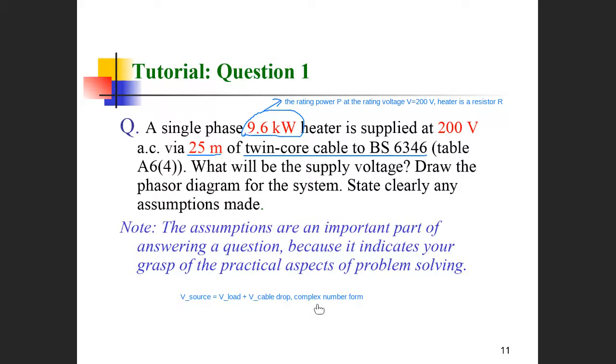Now we go ahead and see in practice how to estimate the supply voltage required for a heater like this. Since it is a heater, it is a pure resistor. That means there is no inductance here. So the voltage, the current, and the resistance are all in phase, making the question similar to the DC case.